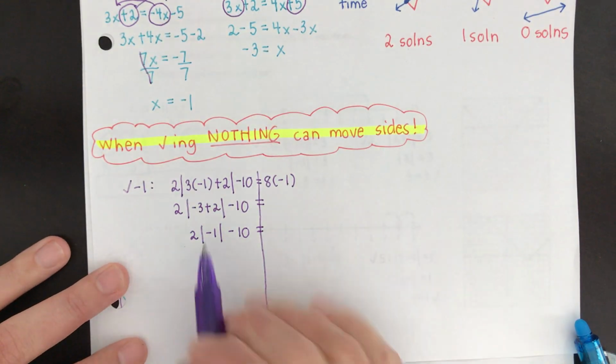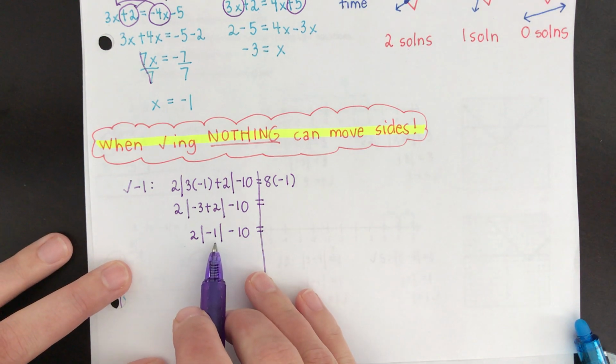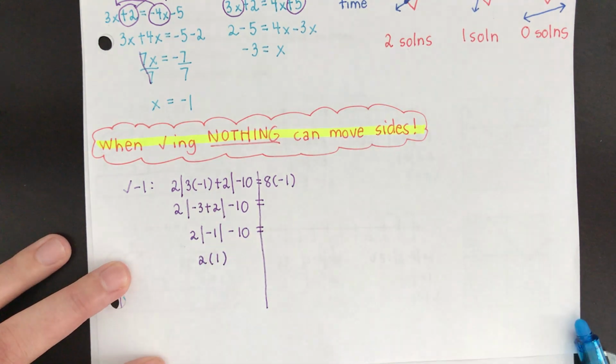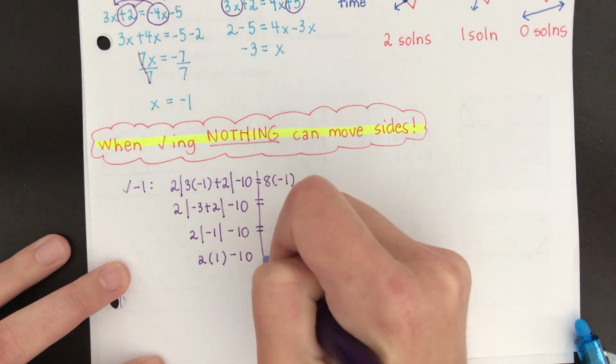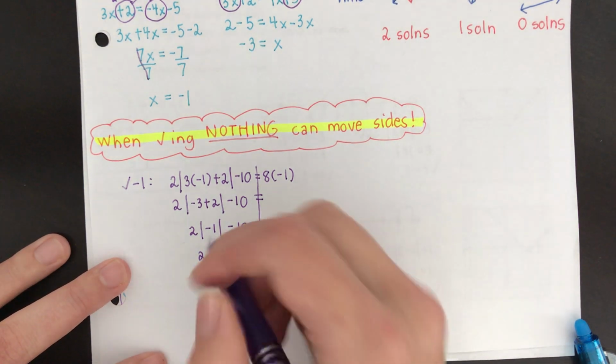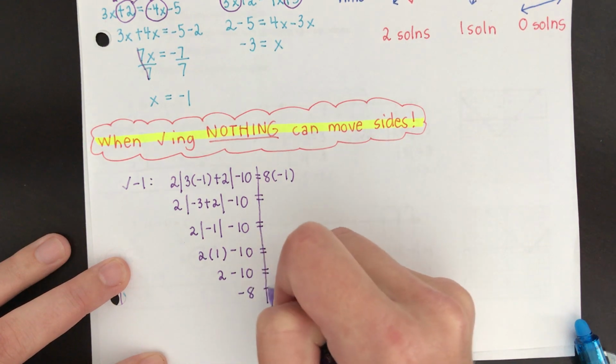All right, so now what is the absolute value of negative 1? Compute that. The absolute value of negative 1 is positive 1. Now you can take it out of the bars. Okay, now, and only now, can you do that. So now we have 2 times 1 minus 10. So 2 minus 10, in other words, negative 8.